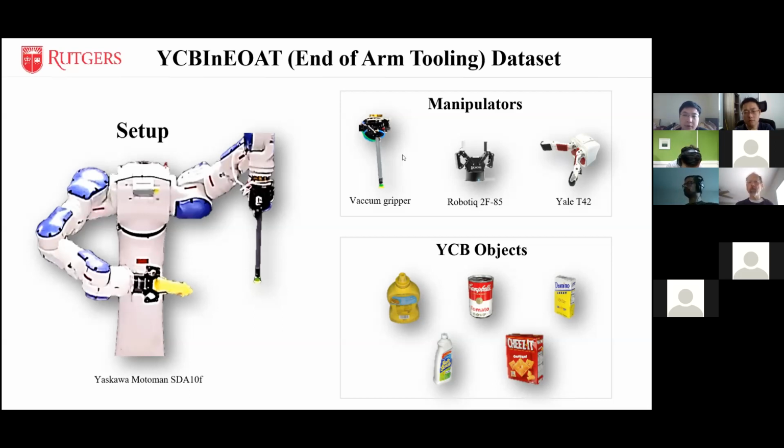So for this reason, and also because of the lack of a suitable dataset, we developed this YCBInEOAT dataset in this work. And here is our experimental setup. We use a dual-arm robot, and for the sake of evaluating all kinds of scenarios, we are using 3 different manipulators: a vacuum gripper, a robotic gripper, and a Yale hand, an adaptive hand. And also, we chose 5 objects from the YCB-Video benchmark because of their wide accessibility and suitability for benchmarking.